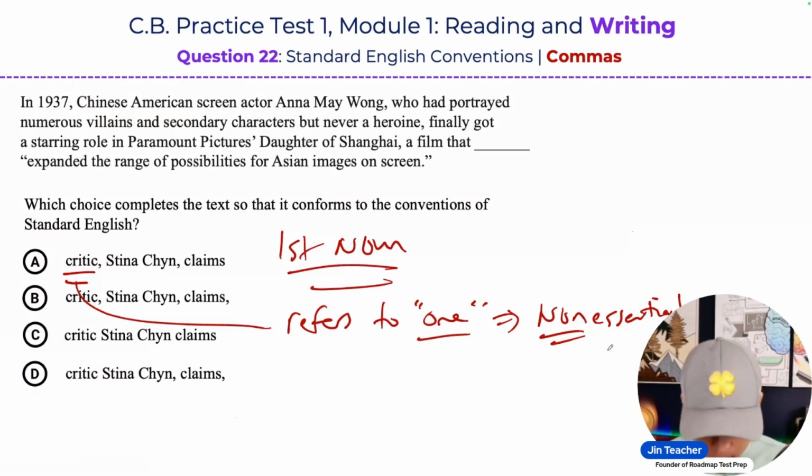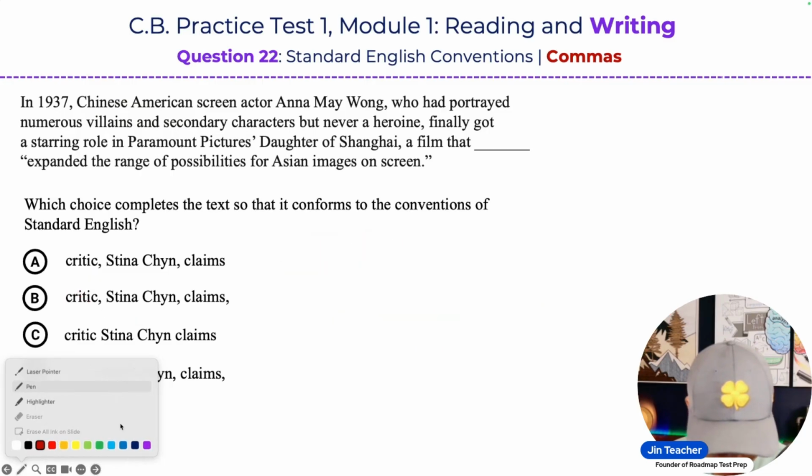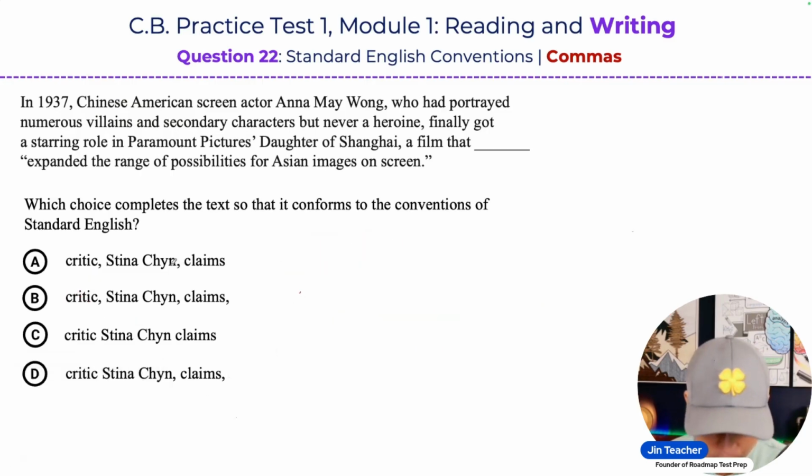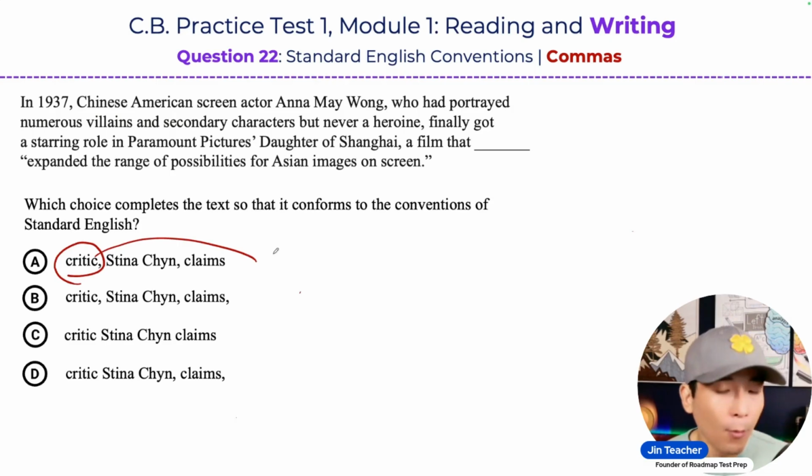So that's what I'm trying to solve first here, whether or not we put commas around Stina Chine. Now, if we take a look at it, you guys, critic, right? Well, there can be more than one critic. So it says a film that critic. There can be several critics.